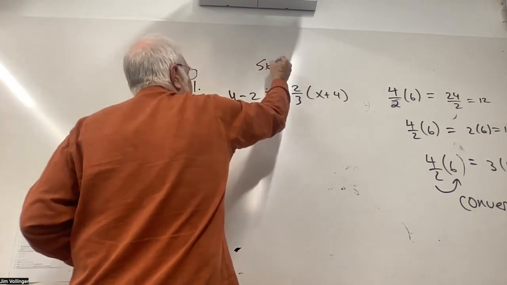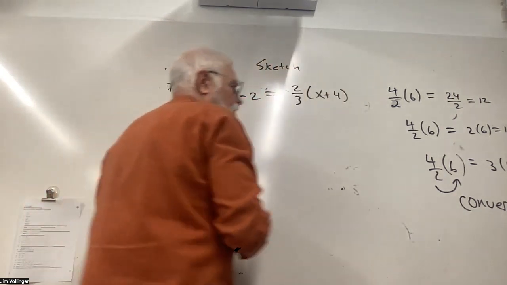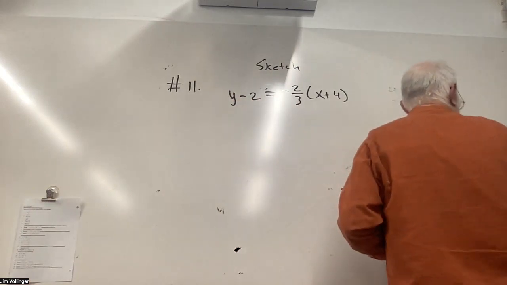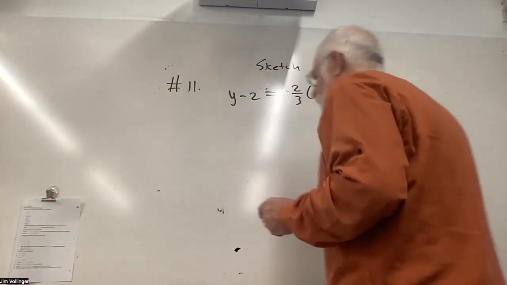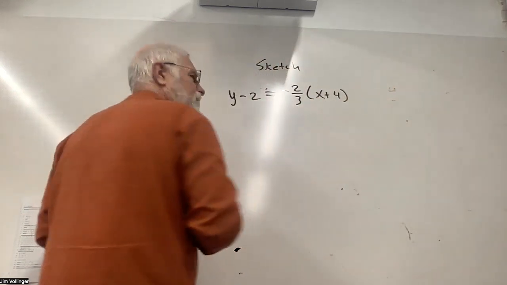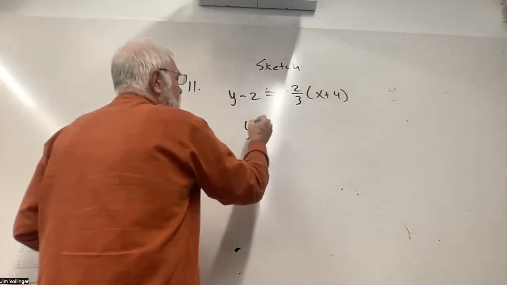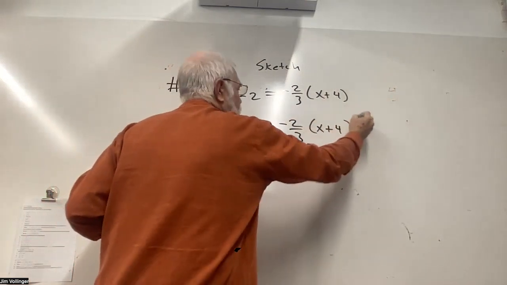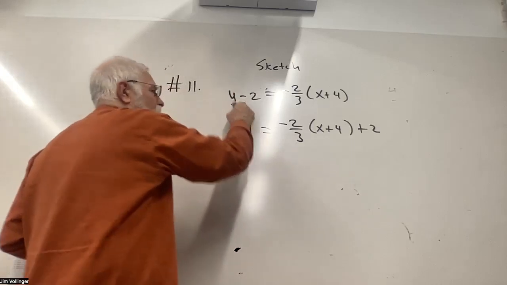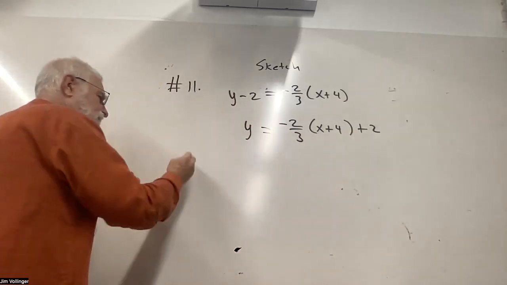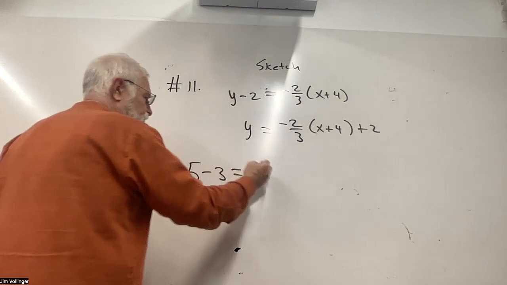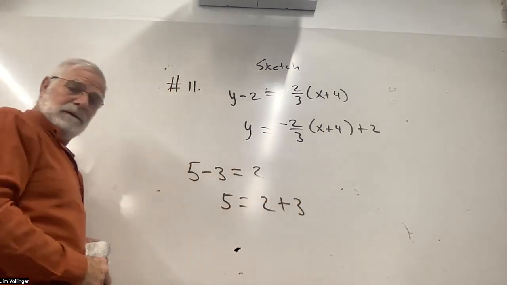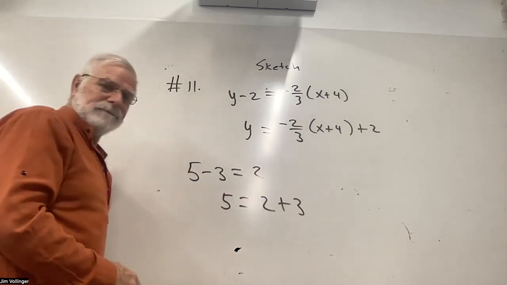Sketch. Now, one thing you want to learn in math is that if you're struggling to see something, and I'm not sure you are with this problem, but if you are, can you write it differently? Yes. Y equals negative 2/3 x plus 4 plus 2. Can I really do that? Can I write subtraction as addition on the other side? Let's look. 5 minus 3 is 2. Is that the same as 2 plus 3? You tell me. I think I can do that.